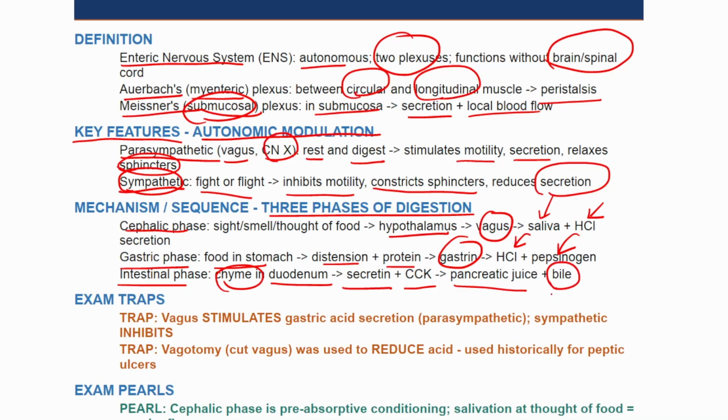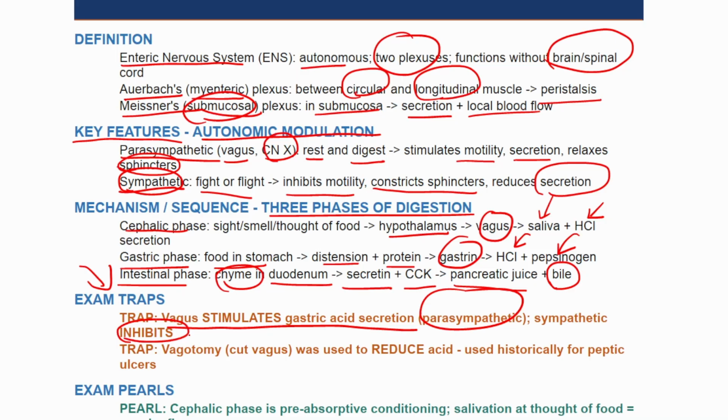Now pay critical attention to the traps. Examiners frequently will try to trick students by asserting that the sympathetic nervous system stimulates gastric secretions to help deal with stress. You must remember the explicit trap: the vagus nerve stimulates gastric acid secretion because it is parasympathetic, while the sympathetic division actively inhibits it.